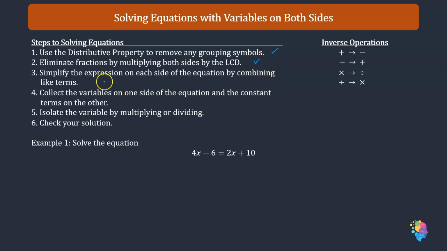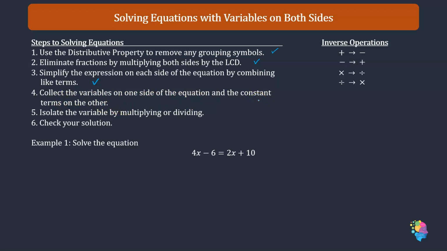In step 3, we're supposed to simplify the expression on each side of the equation by combining like terms. If I look at the left side, there are no like terms, and if I look at the right side, there are no like terms. Great, we're done with step 3 also. Now we need to do step 4. We need to collect the variables on one side of the equation and the constant terms on the other.